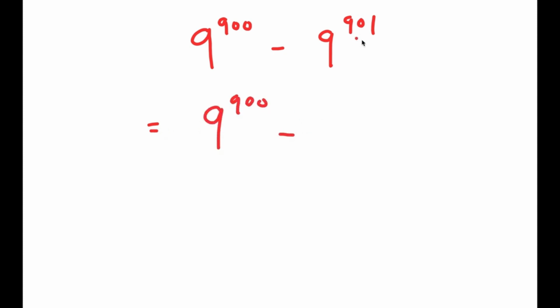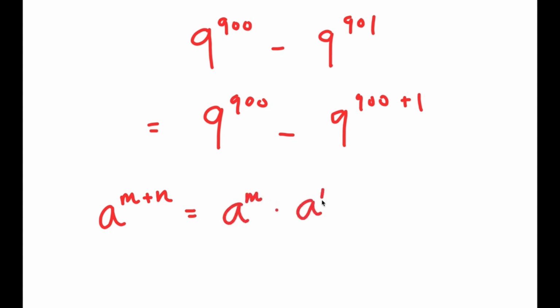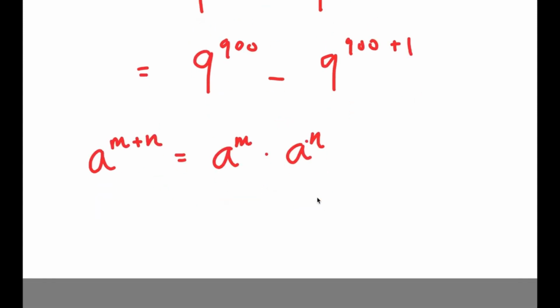So I'm actually going to rewrite 9 to the power of 901 as 9 to the power of 900 plus 1. And now I can use the exponential property a to the power of m plus n is equal to a to the power of m times a to the power of n. So I get 9 to the power of 900 minus 9 to the power of 900 times 9 to the power of 1.